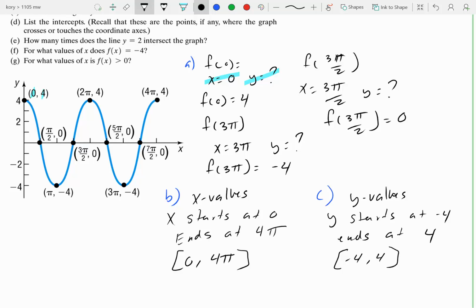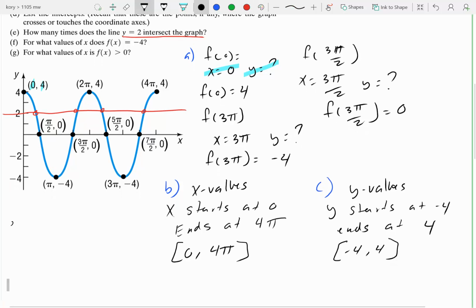Alright, part E is asking how many times the line y equals 2 intersects the graph. So y equals 2 is right here. How many times does it intersect the graph? 1, 2, 3, 4. So E is 4 times.